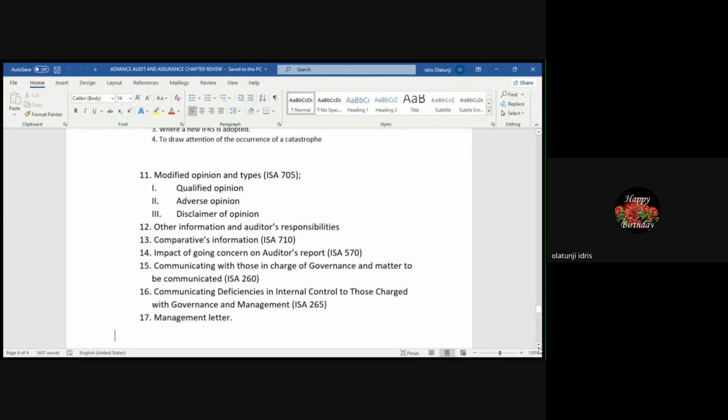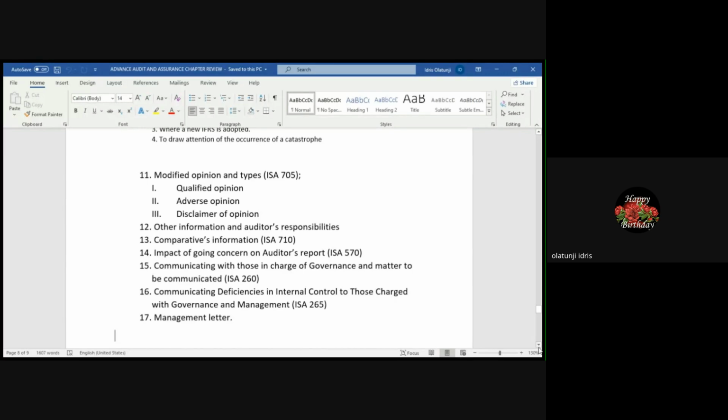Then comparative information. The ISA that talks about comparative information is ISA 710. The comparative information is where the auditor gave a qualified opinion in the previous financial period and the problems still remain unsolved. So that is one of the comparative information that also needs to be addressed. That is, the auditor gave a qualified opinion in the previous financial year, and those issues have not been worked on.